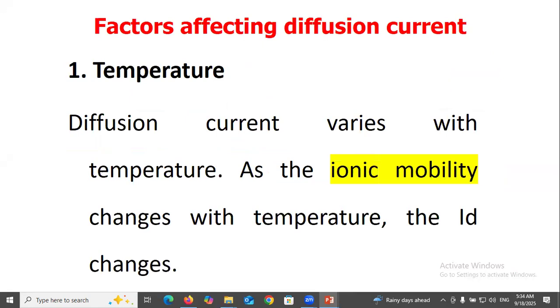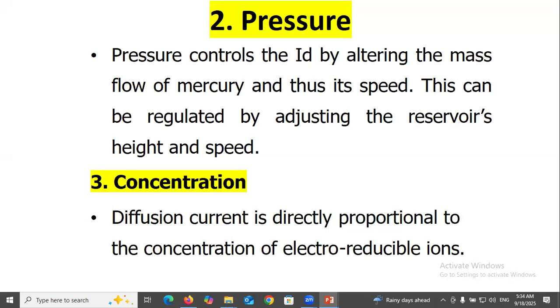Factors affecting the diffusion current: temperature. Diffusion current varies with temperature as the ionic mobility changes with temperature. Pressure. Pressure controls the diffusion current by altering the mass flow of mercury and thus its speed. This can be regulated by adjusting the reservoir's height. Concentration. Diffusion current is directly proportional to the concentration of electroreducible ions.